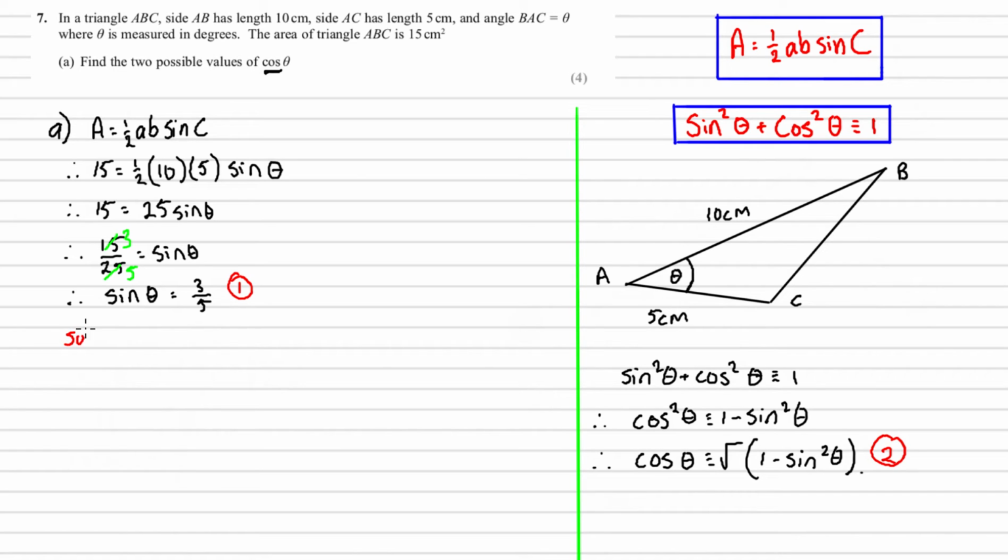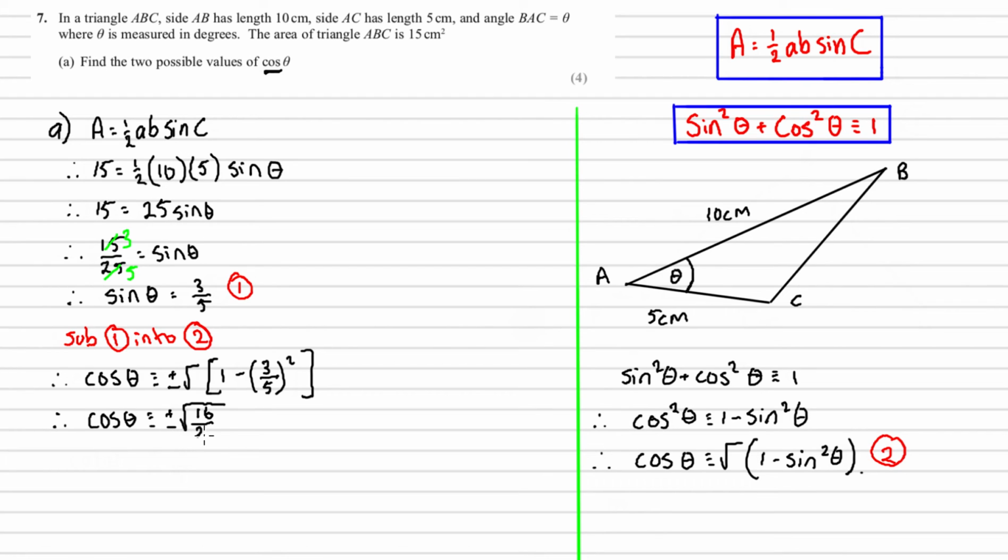What we're going to be doing is substituting 1 into 2, so we can find a value for cos theta. So I can say cos theta is identical to plus or minus the square root of 1 minus sine squared theta. And we know that sine theta is 3 over 5, so it's 1 minus 3 over 5 squared. Now I can say that cos theta is identical to plus or minus the square root of, 3 over 5 squared is 9 over 25, and 1 minus 9 over 25 is 16 over 25. Last step of the working out now.